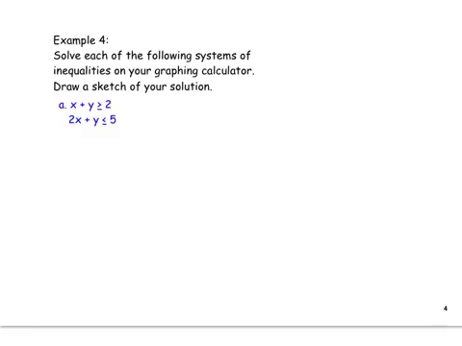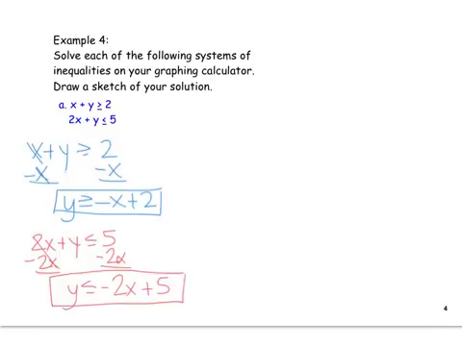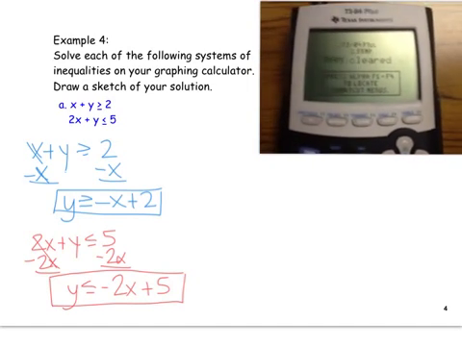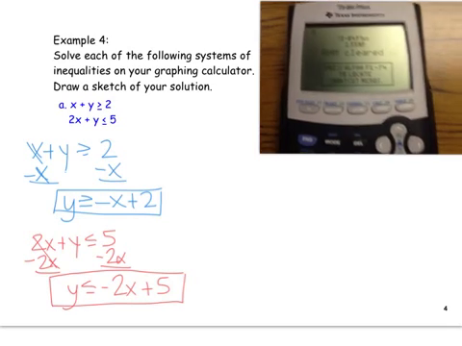Pause the video. So here are our two inequalities in slope-intercept form, and now I'm going to show you how to graph this on your graphing calculator. So first you should begin by clearing the RAM on your calculator. So we start with a fresh, clean calculator.